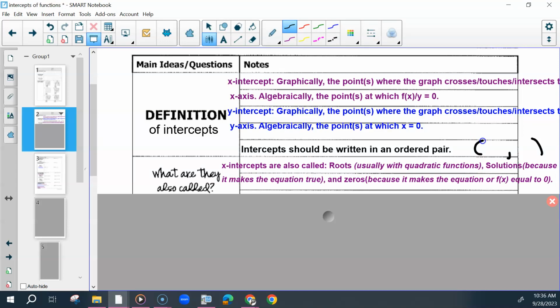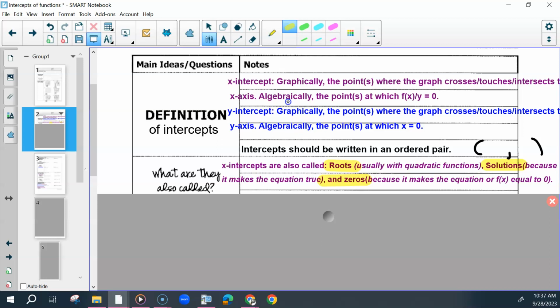So not only do you need to know how to find intercepts on a graph and algebraically, but you also need to know that x-intercepts, specifically, have different names. Okay, like these. So when you hear these four words, they're all interchangeable. X-intercepts, roots, solutions, zeros. Those all mean x-intercepts. They do not mean y-intercepts. So you can just put those words, or you can put the whole thing, the definition. So I'll read through those.